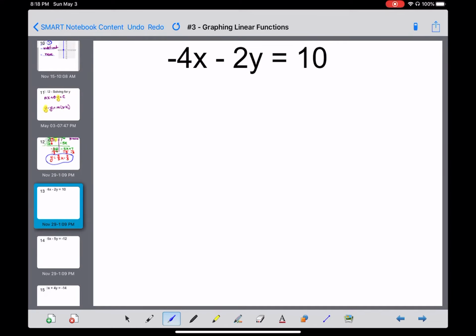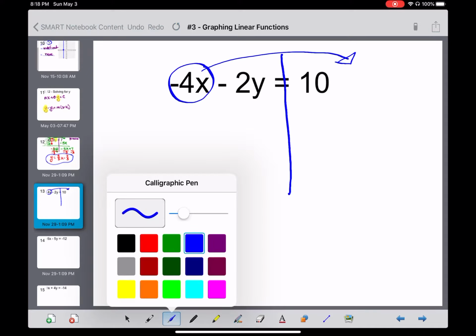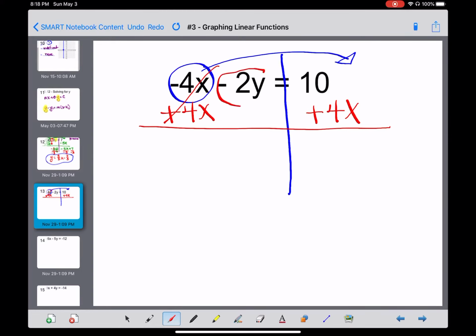Okay, so now in this case, I have -4x minus 2y equals 10. I am going to do the same thing. The -4x needs to go to the right side. And because I do have a -4x, I am going to add 4x to both sides because I want to cancel it. So again, please be careful. I do have a -2y, so that is going to come down.